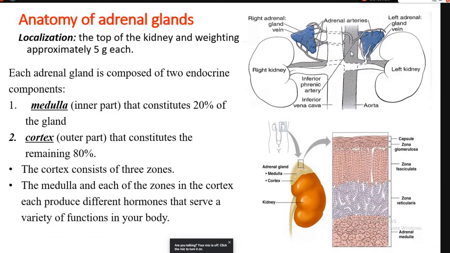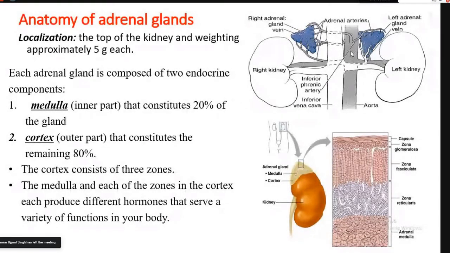So localization: the top of the kidney, weighing approximately 5 grams each. One adrenal gland weighs about 5 grams. Each adrenal gland is composed of two endocrine components: the medulla, the inner part, which constitutes 20% of the gland, and the cortex, the outer part, which constitutes the remaining 80%. The cortex consists of three zones that I have said already: GFR, glomerulosa, fasciculata, and reticularis. The medulla and each of the zones in the cortex produce different hormones that serve a variety of functions in your body.